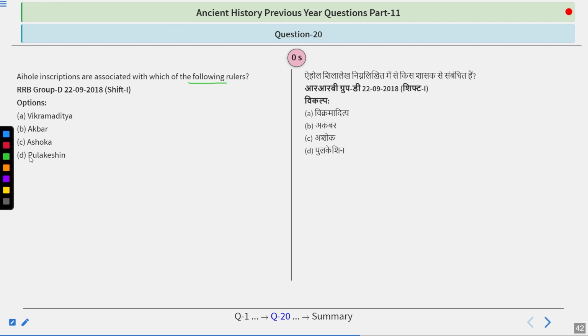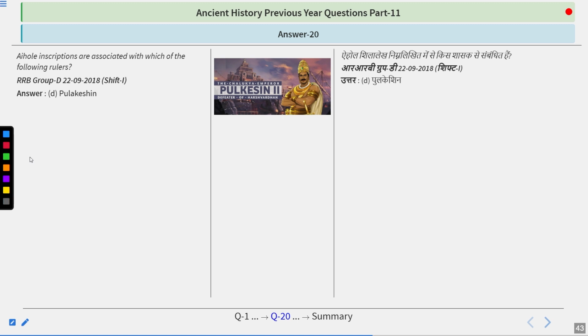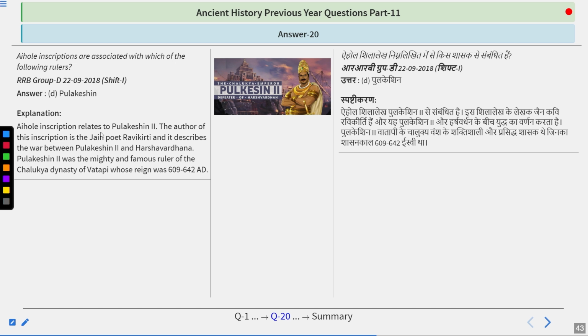I hope the answer you are giving would be right, because this is quite a simple question. The answer is Pulkeshin. Because you must have never heard of Aihole related to Vikramaditya, Akbar, or any other king. Aihole inscription is related to Pulkeshin II. So sometimes try to answer the question with your common sense.